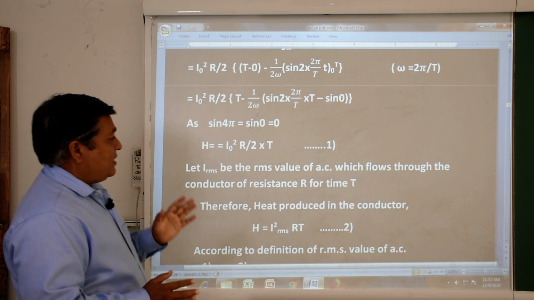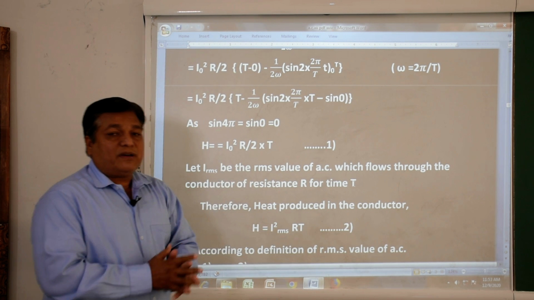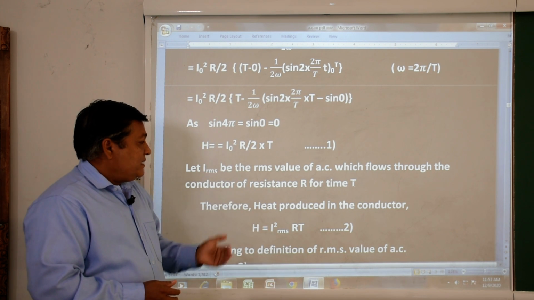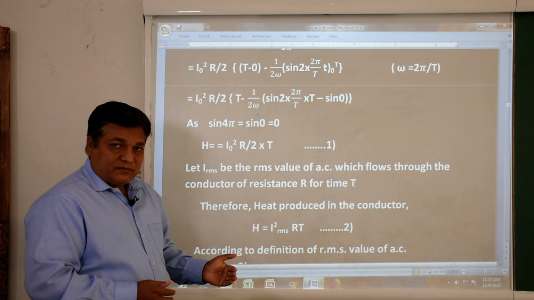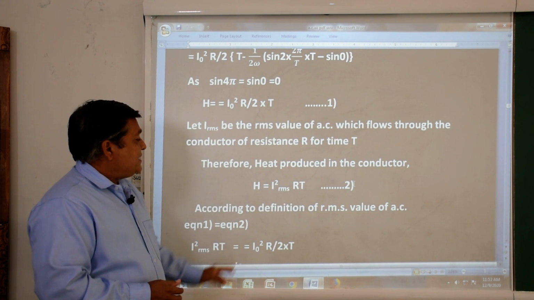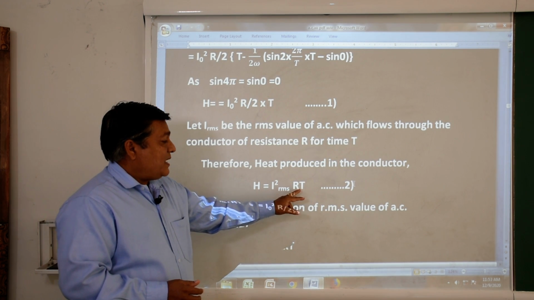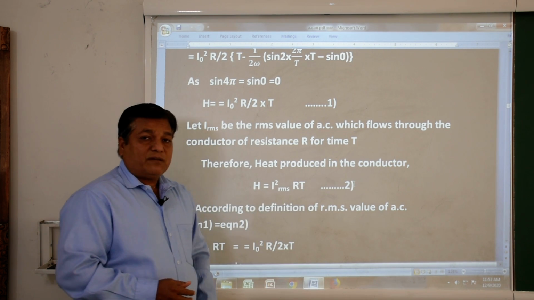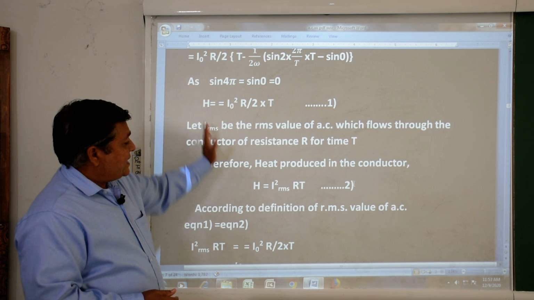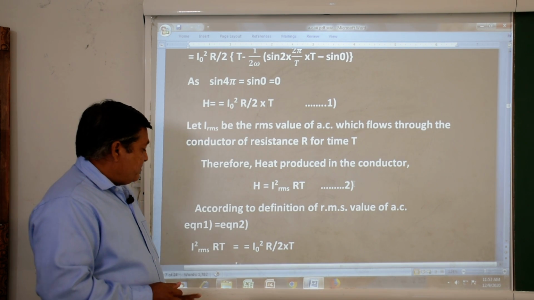By the definition of the root mean square value of alternating current compared with direct current, if we write the heat produced by both, we can write H is equal to I square RMS into R T. This is equation number 2. Comparing both equations 1 and 2, the LHS sides are equal, so the RHS sides are compared here.